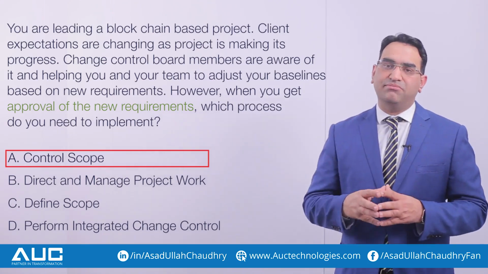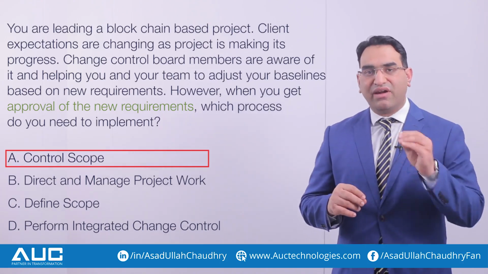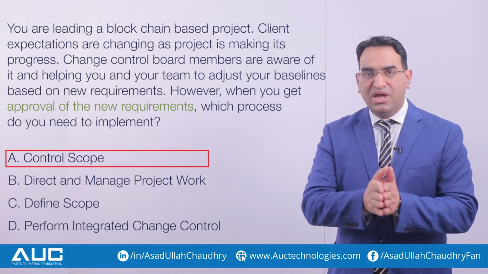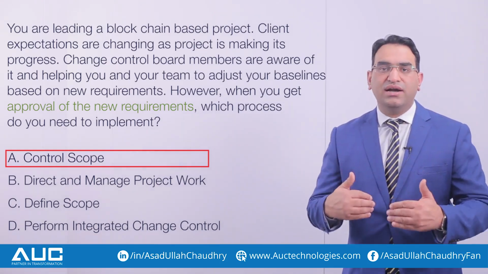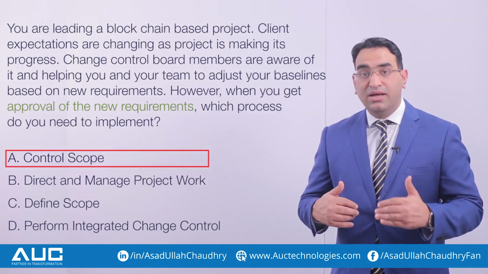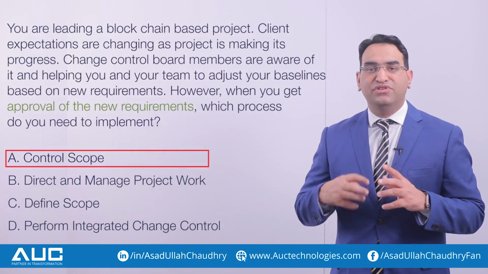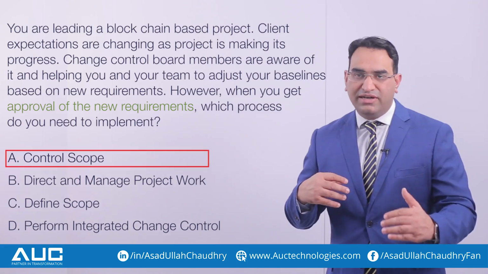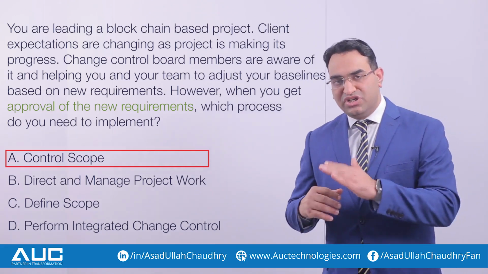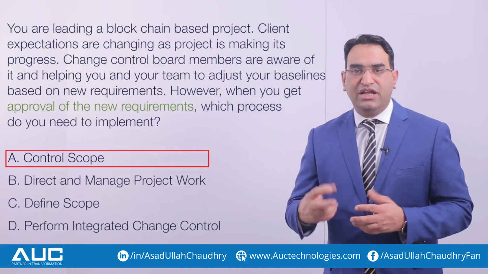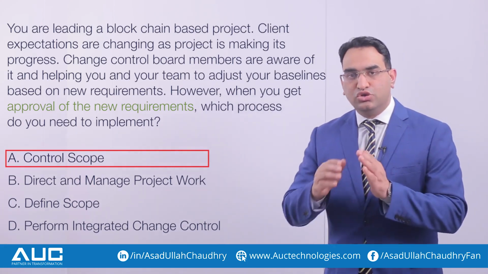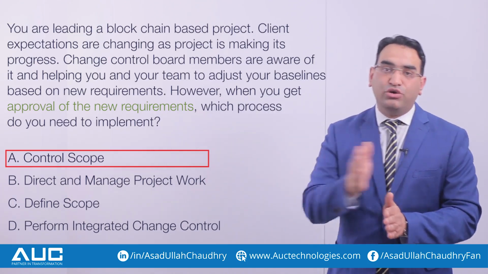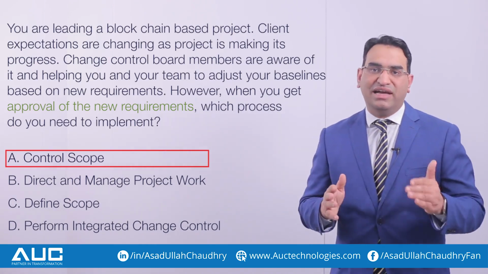Option B, direct and manage project work. Yes, this is the right answer, because when you develop your baselines during the planning process group and execute your project, you start your execution from direct and manage project work. But interestingly, whenever you have new requirements, corrective action, preventive action, new defects or updates, you go to the change control board, and the change control board, based on the scenario, gives you an approved change request. So when you have your approved change request, you send it back to execution from monitoring and controlling for utilization or execution.